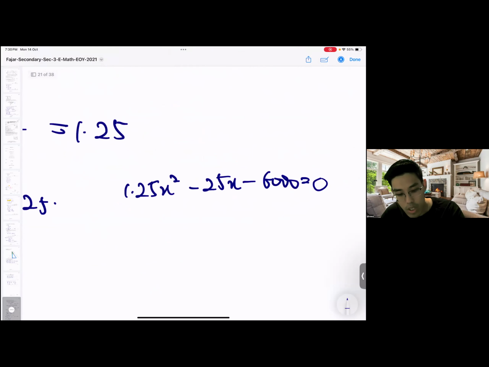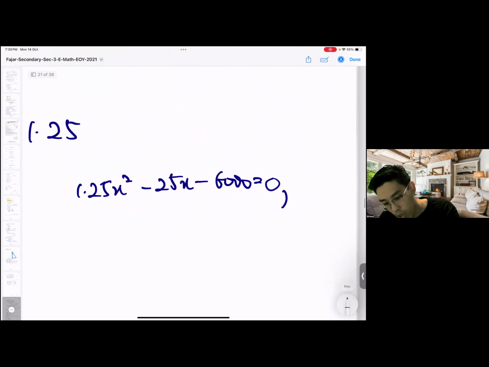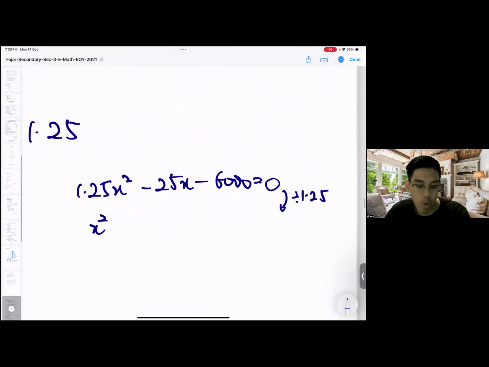Okay. I just need to divide. I say again, we are dividing this whole equation by 1.25 to make the coefficient of x squared 1. Then you realize that all the terms will automatically fall into place. You get 20x, then this is 4,800.